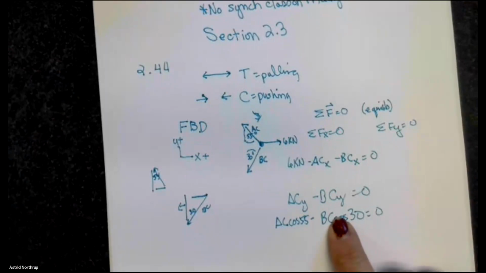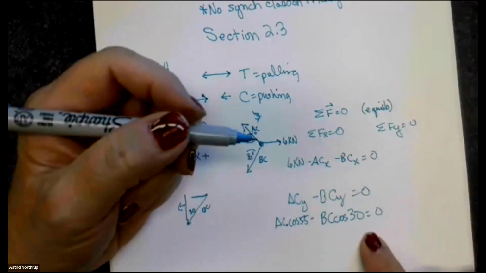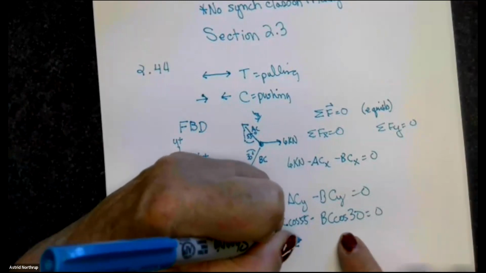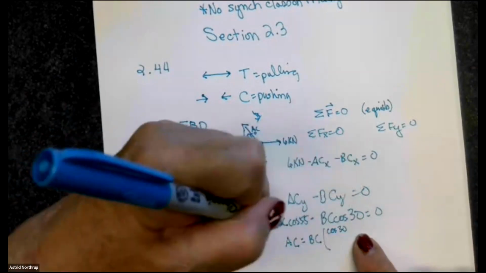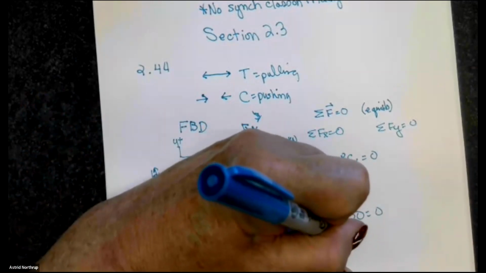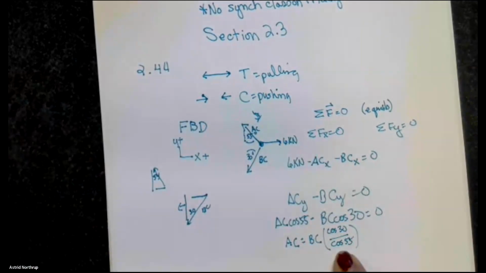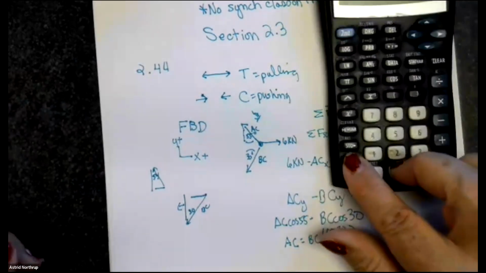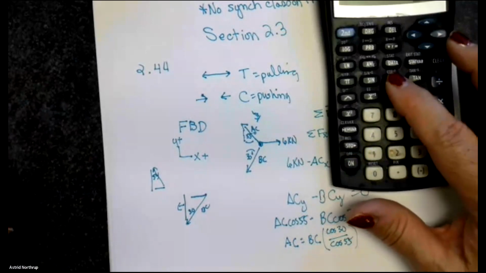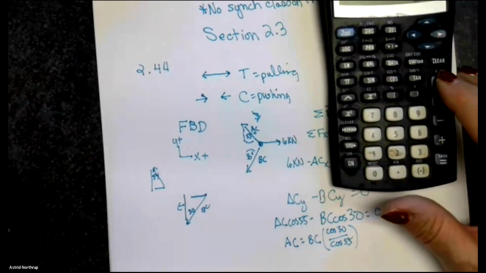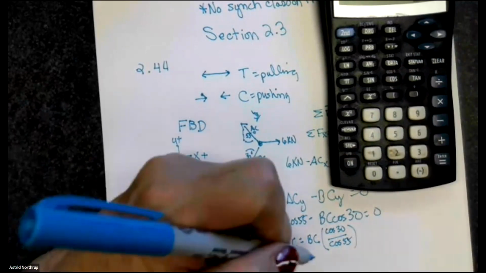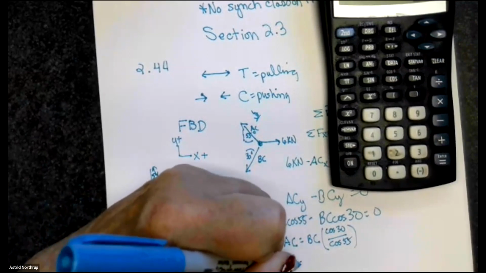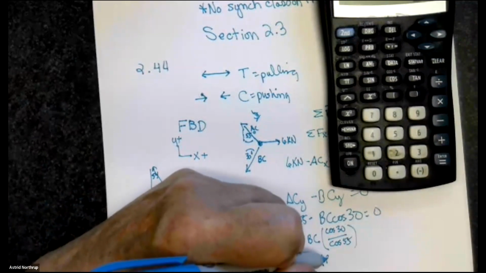Now, one thing we can see here, we have two unknowns and one equation, so we can't solve this directly, but we could solve for either AC or BC. We could see AC, for example, is equal to BC times the cosine of 30 divided by the cosine of 55. And this is just a number, right? So we can punch into our calculators what that looks like. Cosine 30, divide that number by the cosine of 55, and that turns out to be 1.51. So AC is equal to 1.51 BC.